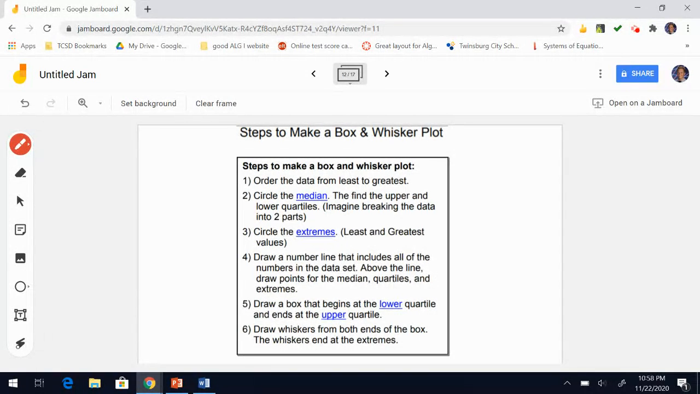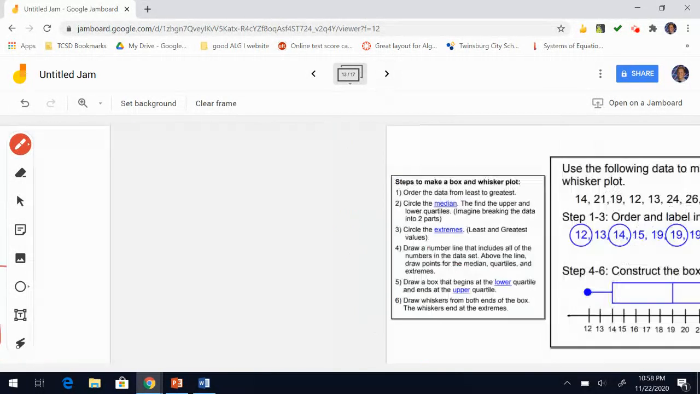Steps to make a box and whisker plot. Again, like I just said, either screenshot this or pause the video here so you can write down the steps. Again, if you notice, the very first step is being organized. Are you organized? Order the data from least to greatest, okay? Now we're talking median. We've already talked about that at the beginning of the lesson, okay? Extremes, what's your lowest, what's your highest, okay? And then this is kind of the algebra portion of what we're going to get to now, all right?